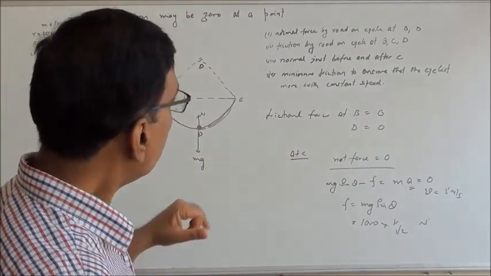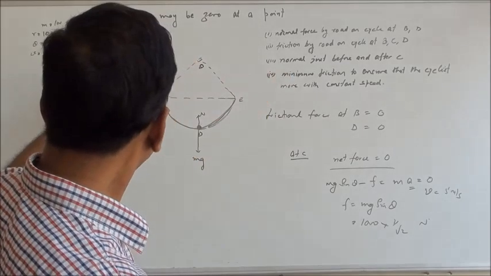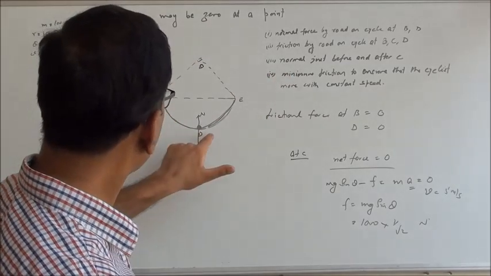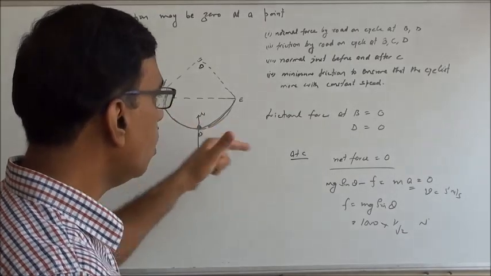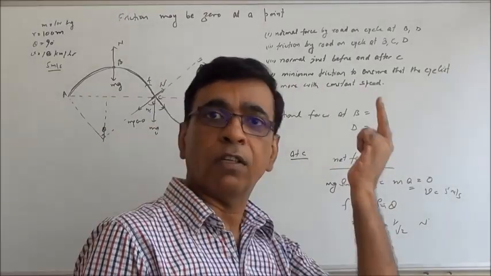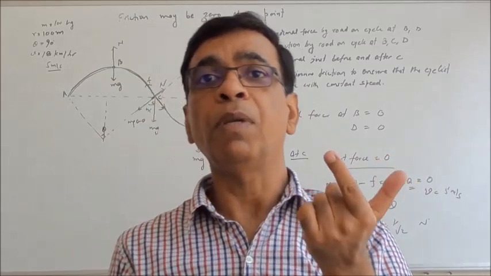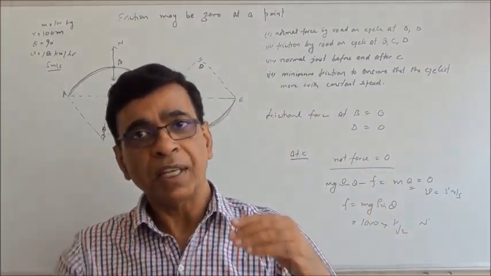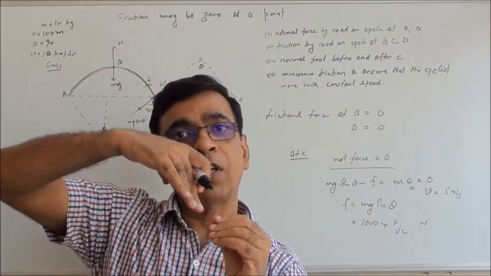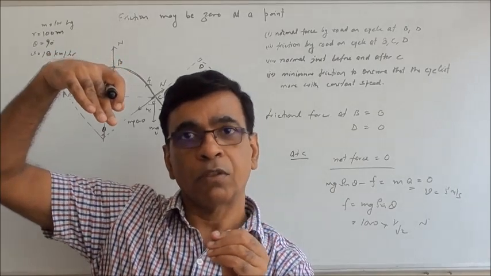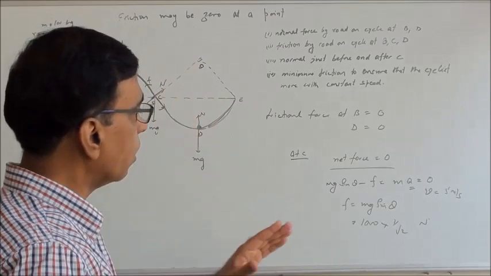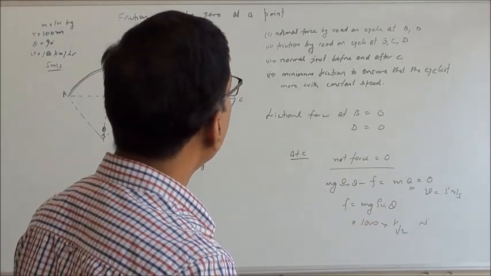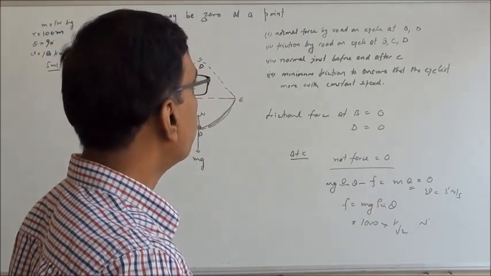In these cases the friction is 0 here, friction is 0 here, but at any other part it's actually not 0, since we have taken that it is moving with constant speed, which means the net force is 0. So at any point the frictional force, which is acting opposite to the motion, and the downward force are equal. So you can equate them to find the value of the frictional force.